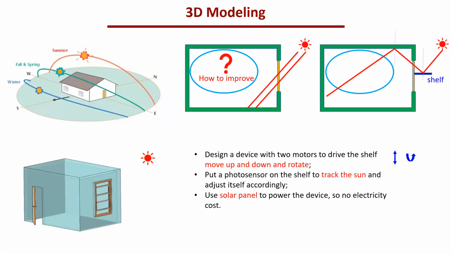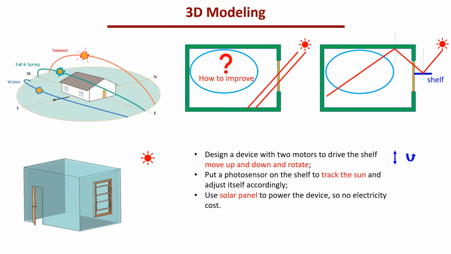I'm going to talk about the 3D modeling part. As indicated by the top left pictures, the sun changes its position throughout the seasons, and the position also varies during the day. If we just have regular windows, the sunlight can penetrate the window into the room. But how to distribute the sunlight more evenly inside the room?